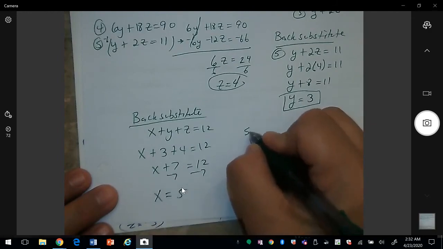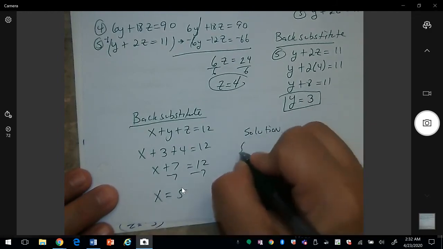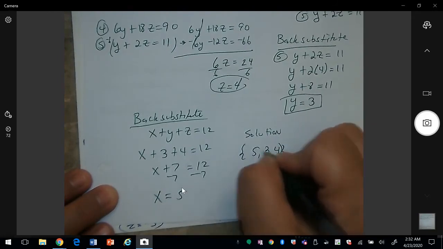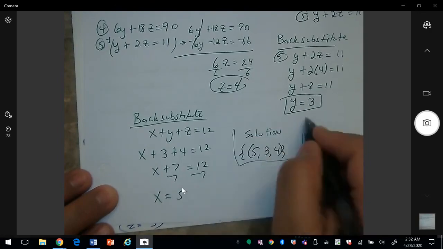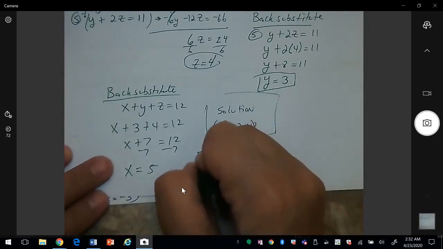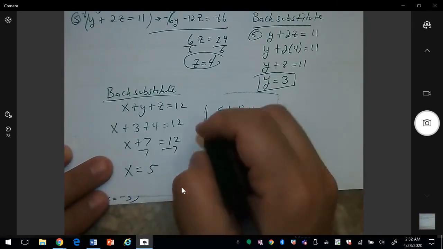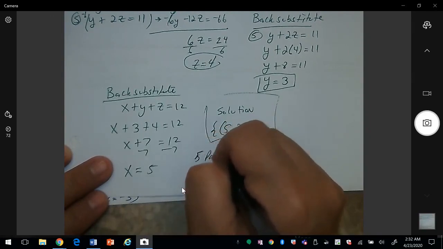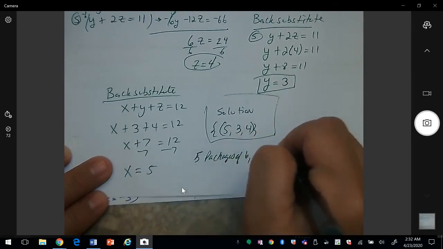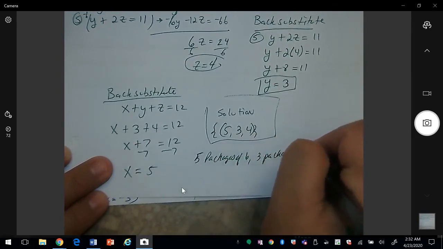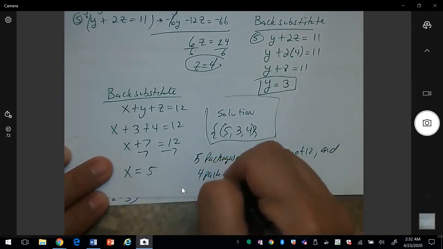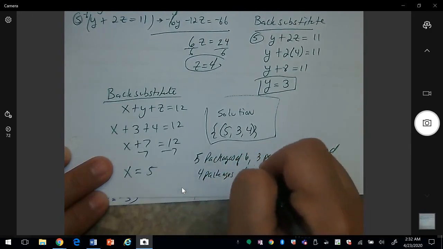So my solution is X is 5, Y is 3, and Z is 4. It's a word problem, so we can write a sentence: 5 packages of 6, 3 packages of 12, and 4 packages of 24 were sold.